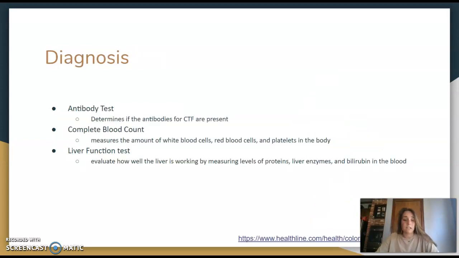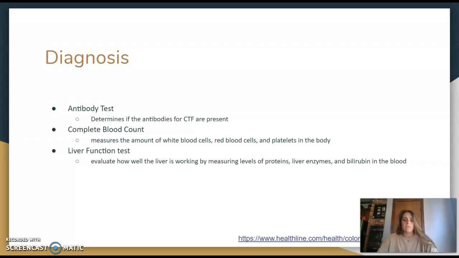So how does a doctor diagnose this? They can diagnose it through an antibody test. So they search for antibodies of the Colorado tick fever if they are present in yours. If they are, then obviously they can diagnose you with it. They can also diagnose you if the doctor does a blood count. So basically they measure the amount of white blood cells and red blood cells in the body. And because this virus does affect the red blood cells, they can usually see that the virus is in it.